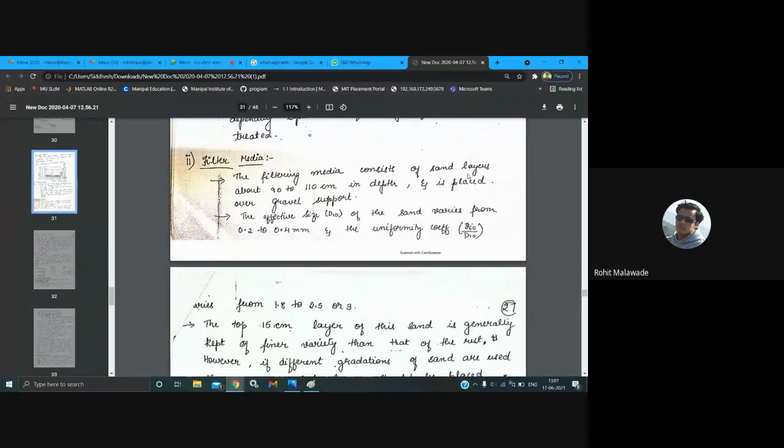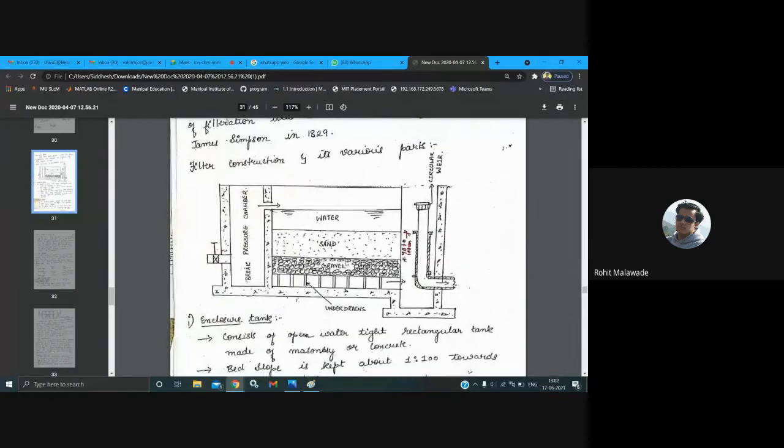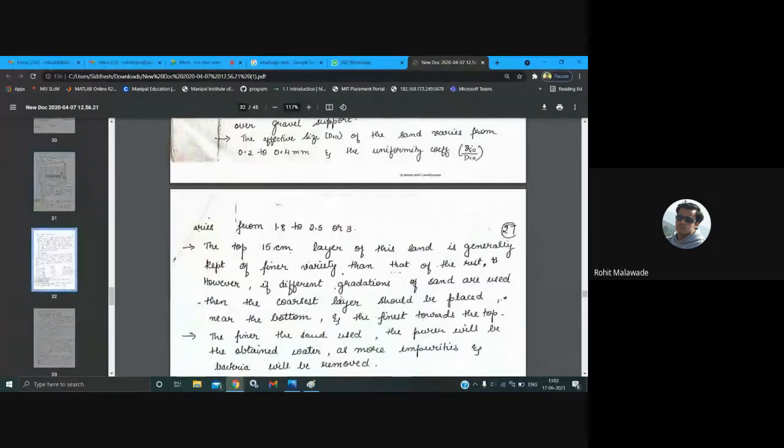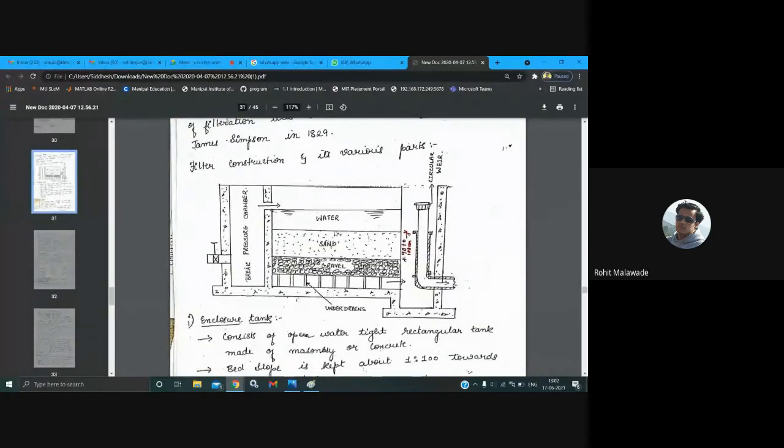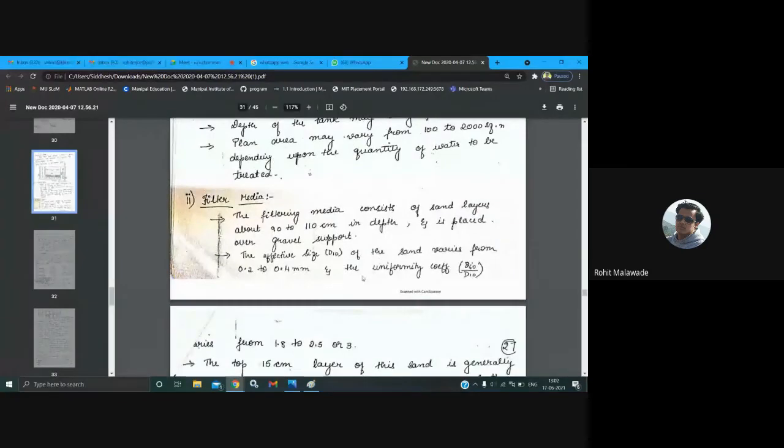The filter media is going to have sand layers of about 90 to 110 centimeters depth. The depth we are going to utilize is around 0.9 meter to 1.1 meter. 1.1 meter is nothing but 3.28 feet, and 0.9 meter is almost around 3 feet. So the depth of the sand layer that we are going to use in your filter is around 1 meter. You can consider it as 1 meter.